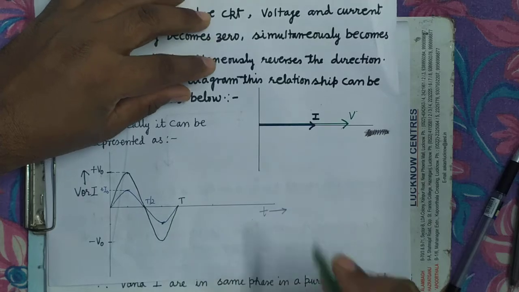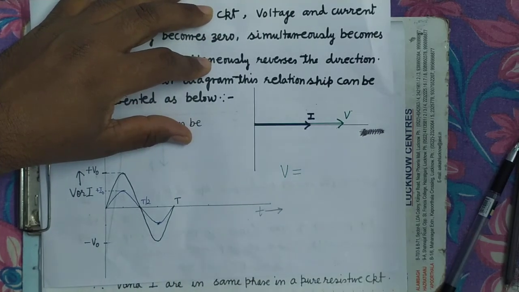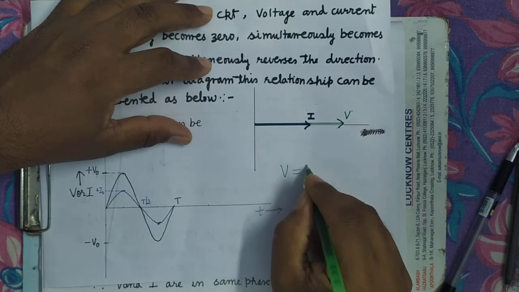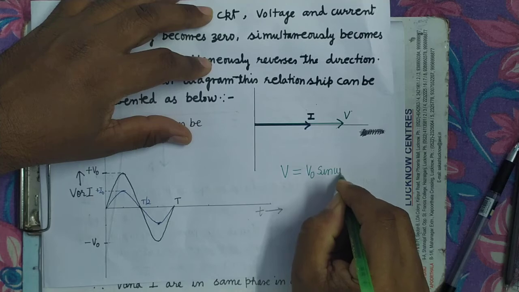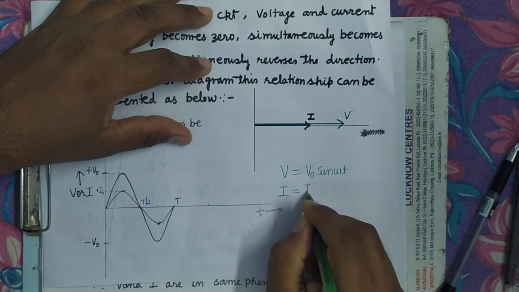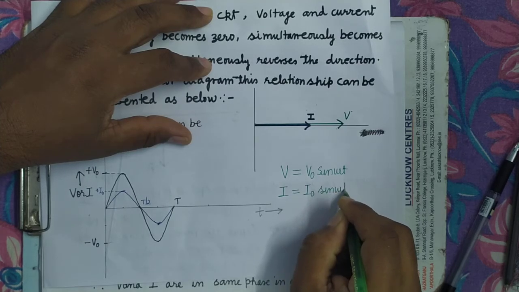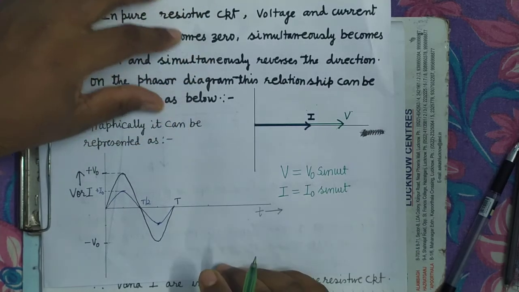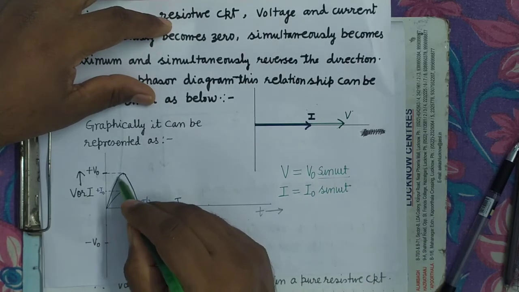So see here, you have seen that in a pure resistive circuit, if the voltage is V equals V naught sine omega t, then what will be the current? Current at any instant will be given by I naught sine omega t. It's clear. Here this is a sine curve, so this is the curve of the voltage.